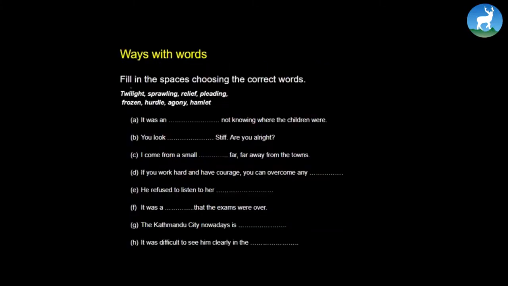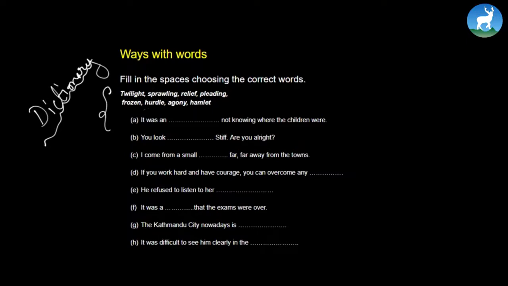So let's try to fill these words into the sentences. If you don't know the meaning of these words, make sure you look at the dictionary and then try to find out its meanings, and then it will be easier for you to fill in the blanks. All right. So let's continue. Now look at the words given here. Fill in the spaces using the correct words. Twilight, sprawling, relief, pleading, frozen, hurdle, agony, and hamlet. Now these are all the words from the passage which I had read.